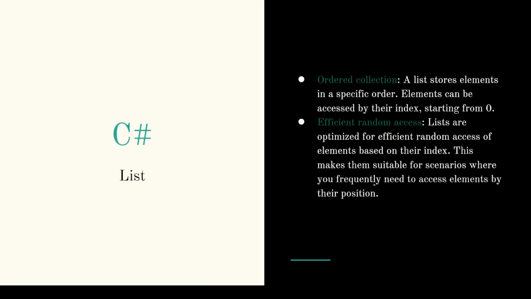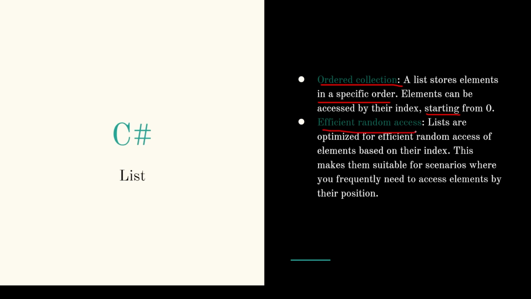Now let's see some of the points about list. List is an ordered collection. A list stores elements in a specific order. Elements can be accessed by their index starting from 0. In the dictionary, we access the elements by using key, right? However, in the list, we will use index, meaning we will use the position at which the element is stored, and using that position, we can access that element.